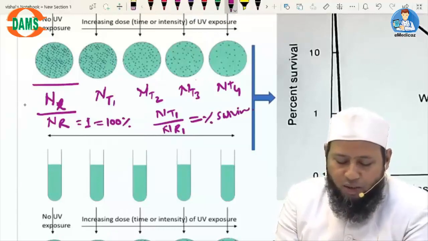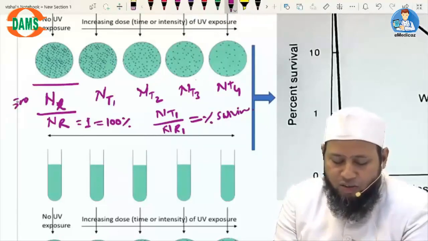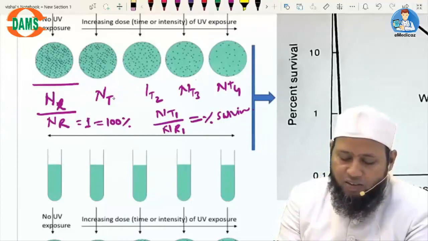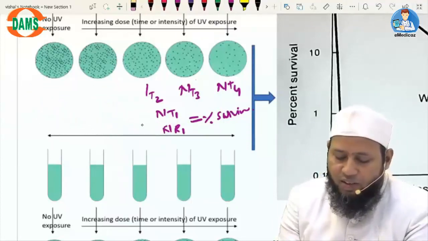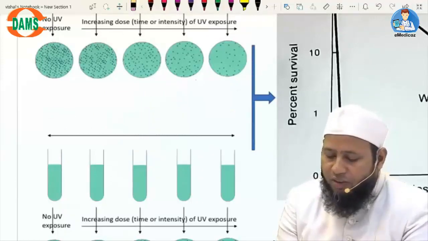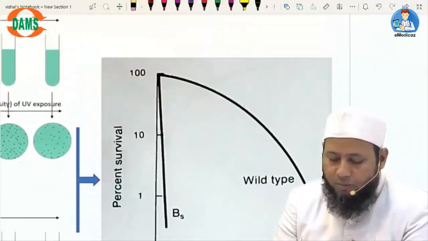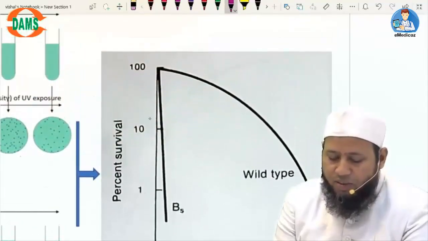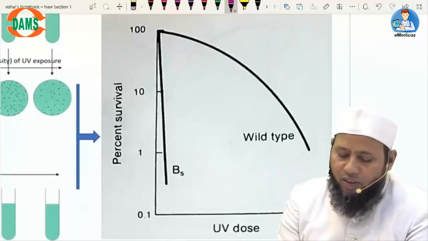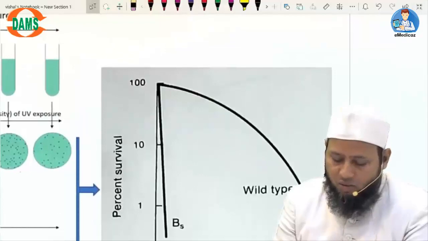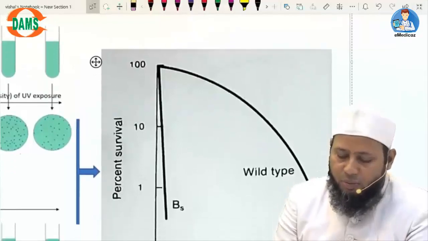For example, if you have 500 colonies on the reference and you get 250 colonies here, then 250 upon 500 will give you 0.5. That 0.5 is called 50% or 0.5 survival. For example, here you see in a graph, this is 1% survival, 10% survival and 100% survival on a log table. On the log table the 1%, 10% and 100% survival are marked like this.